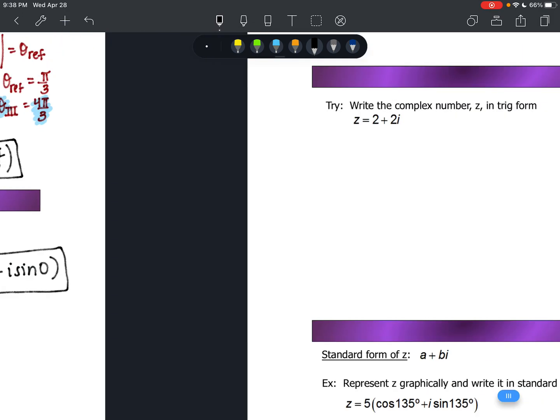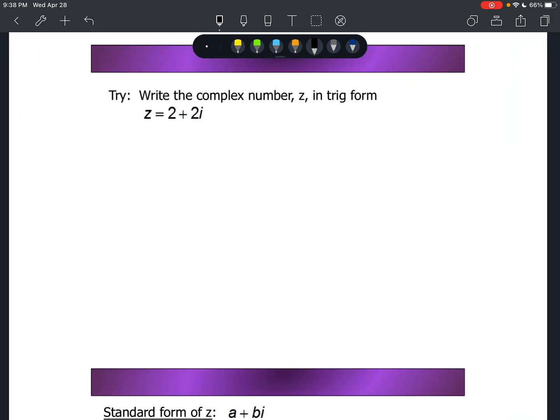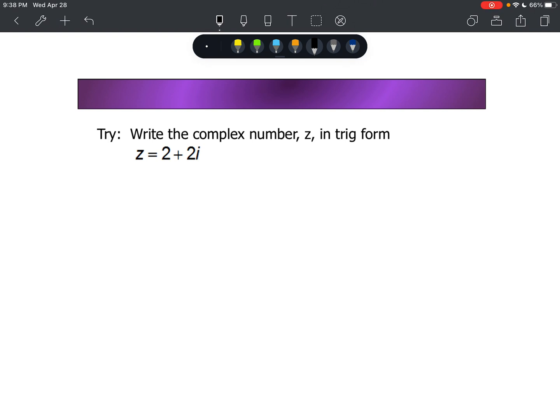Okay, here's one for you to try. Write the complex number z in trig form. Go ahead and press pause, and when you're ready to come back and check your answer, press play.